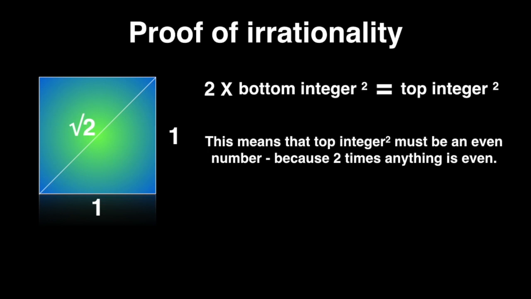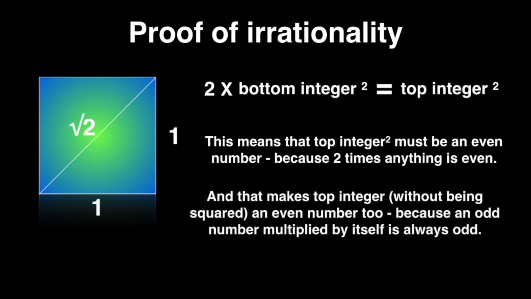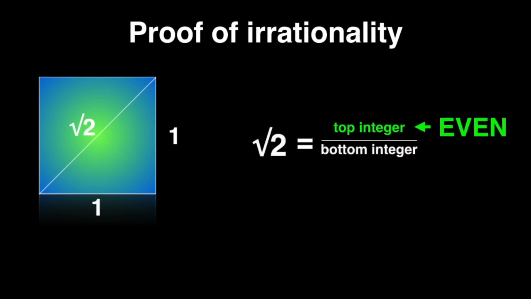This means that top integer squared must be an even number, because 2 times anything is even. And that makes top integer, without being squared, an even number too, because an odd number multiplied by itself is always odd. So the square root of 2 equals top integer even. We know it's even.